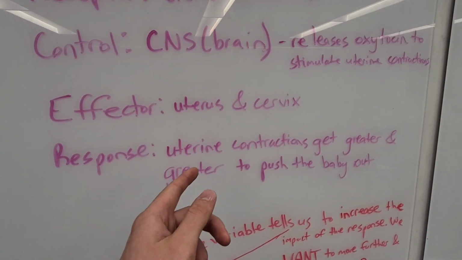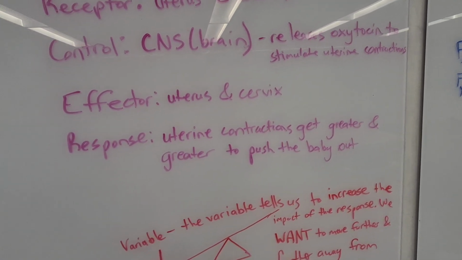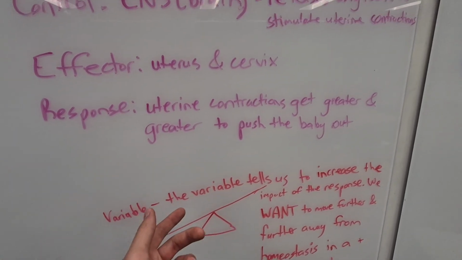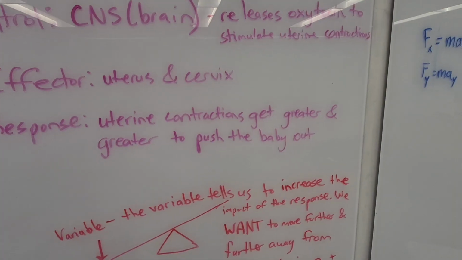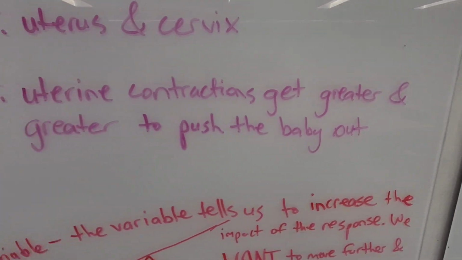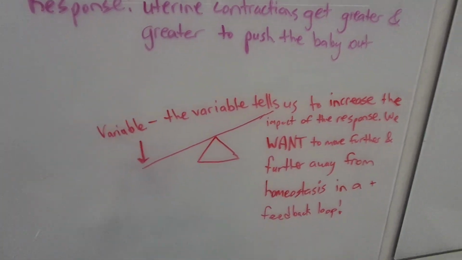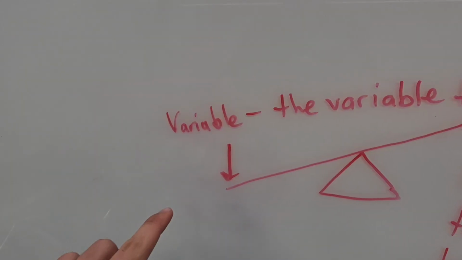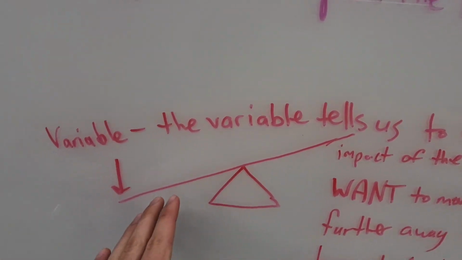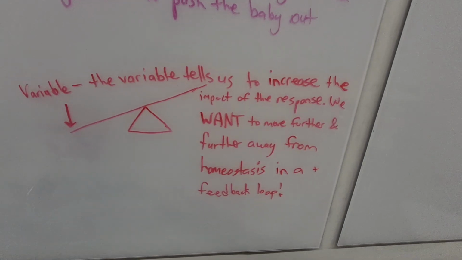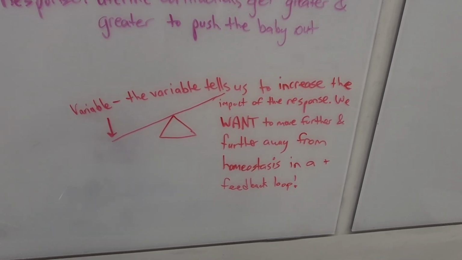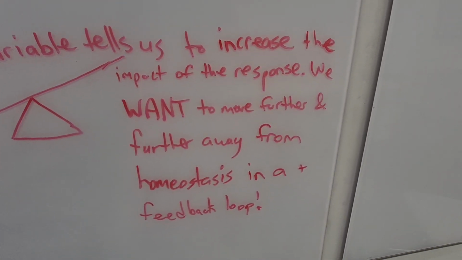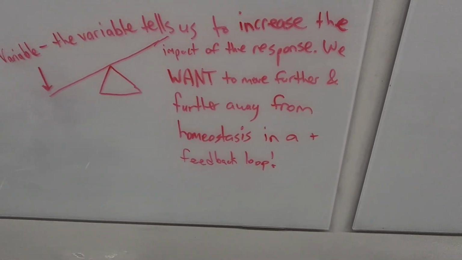So the effector is going to be the uterus and the cervix in this case, because that is what is being acted upon, and our response is an increased amount of uterine contractions to get greater and greater and greater to push the baby out, right? So with a positive feedback loop, we want to increase the impact of the variable as much as possible. We want the seesaw to be not level, because if it is level, how in the world are we going to get that baby out? So that's why we need to increase the impact of the variable, and we want to move further and further away from homeostasis in a positive feedback loop.